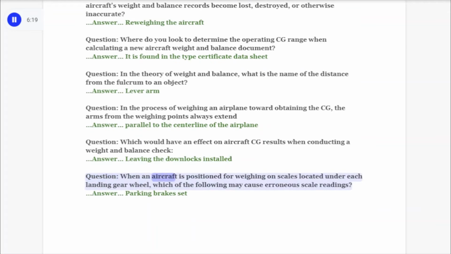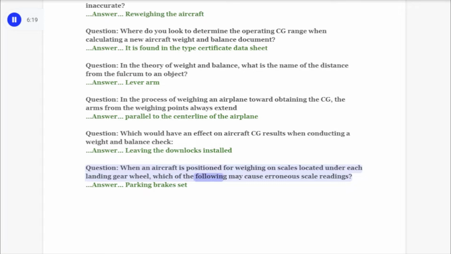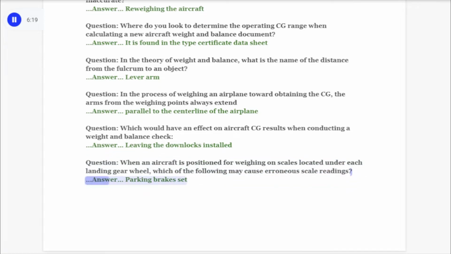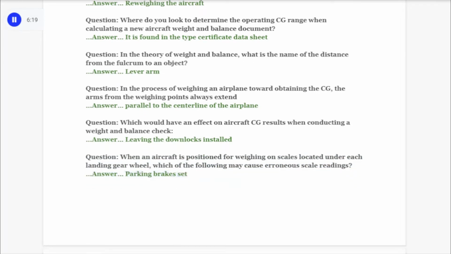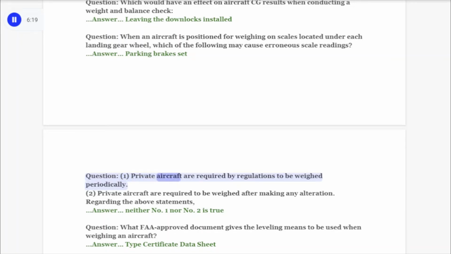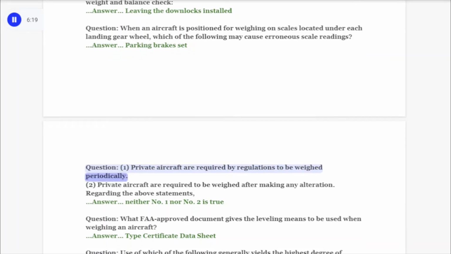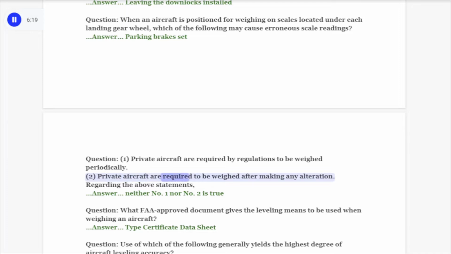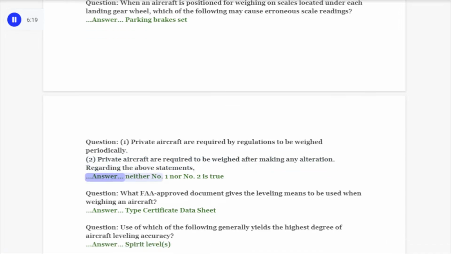Question. When an aircraft is positioned for weighing on scales located under each landing gear wheel, which of the following may cause erroneous scale readings? Answer. Parking brake set. Question. 1. Private aircraft are required by regulations to be weighed periodically. 2. Private aircraft are required to be weighed after making any alteration. Regarding the above statements. Answer. Neither number 1 nor number 2 is true.